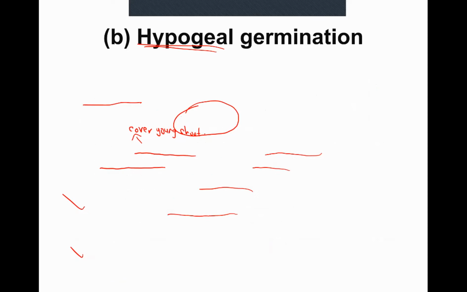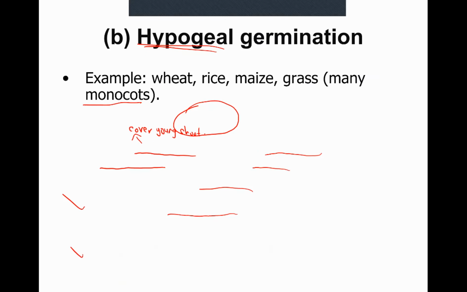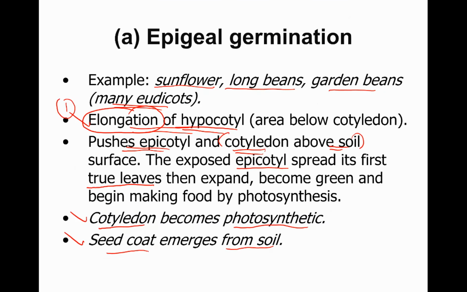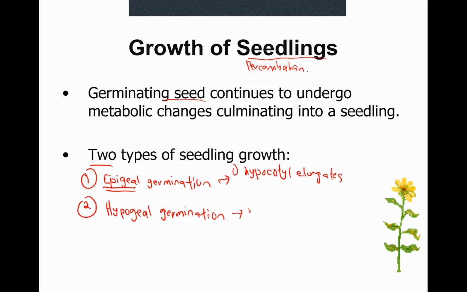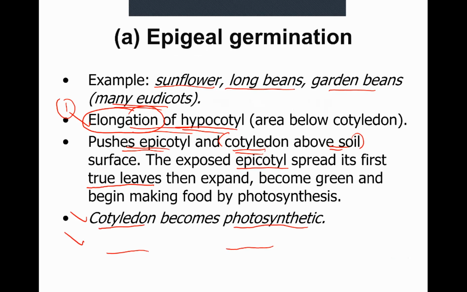Okay, so short notes. Okay, for the hypogeal germination, in hypogeal germination, the key is epicotyl elongate. Epicotyl elongates. Right? So it will cause the cotyledon to remain in the soil and not photosynthetic. Right? Okay. Jom tengok video ni kejap.